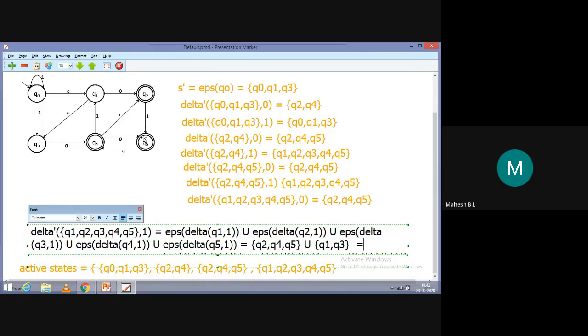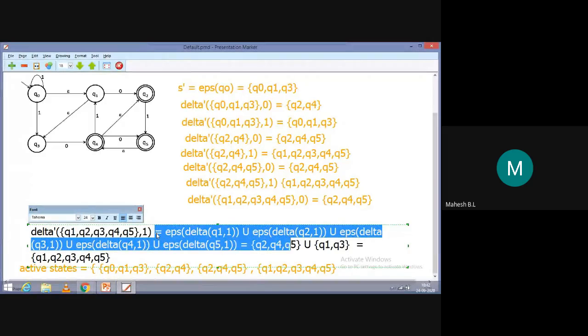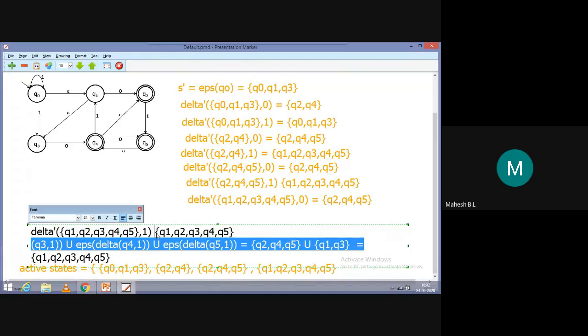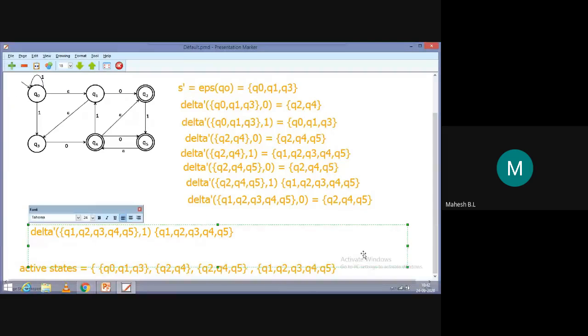That's why what remains is Q1, Q2, Q3, Q4, Q5, which is already there in the set of active states. That's why no new active states are added now. Okay. No new active states are added.